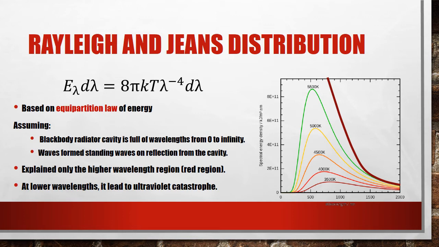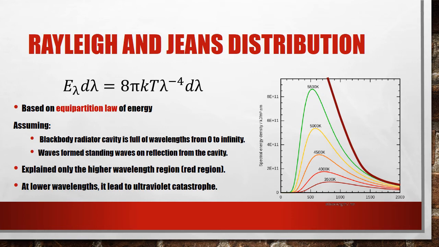According to this equation, lambda to the power negative 4 means lambda to the power 4 in the denominator. So as lambda decreases, it will go into an ultraviolet catastrophe: the distribution shows that the energy should reach infinity, which is not possible. As the frequency increases or lambda decreases, the energy goes to infinity, which we call the ultraviolet catastrophe. So the Rayleigh-Jeans distribution was successful in explaining what happened towards higher wavelengths, but failed to explain what happened towards lower wavelengths.